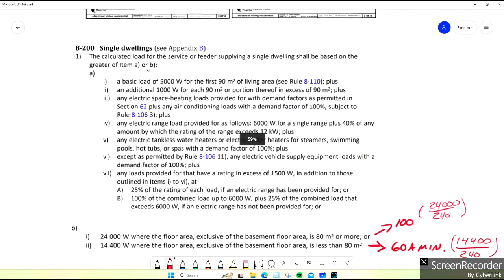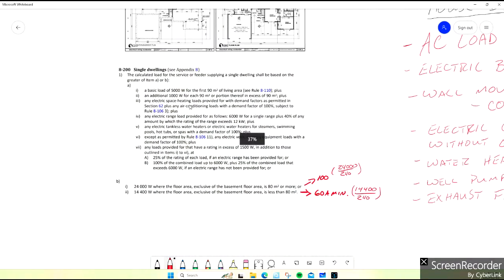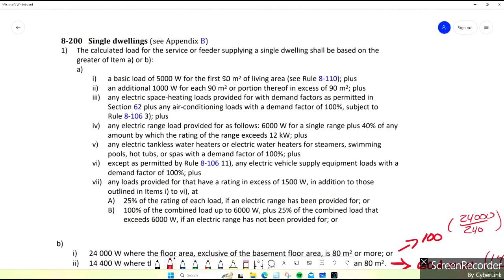Okay. Couple more rules I want to look at. Maybe I won't. I'll just go through them still. Let's just read them off. So let's focus on A. So how do we do these service calculations? Well, item A1 says you need to apply 5,000 watts for the first 90 meters squared of living area. So 5,000 watts would be applied to the first 90 meters squared of living area. Plus, right? So you're not done with your basic load there. Plus an additional 1,000 watts for each 90 meters squared.